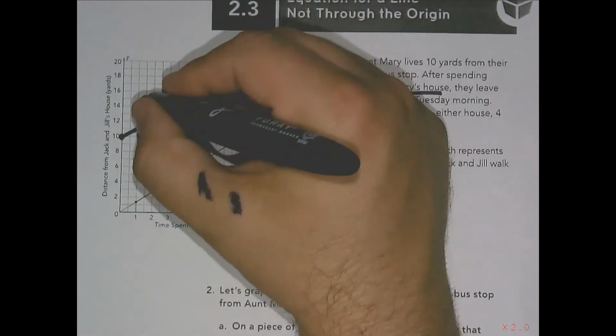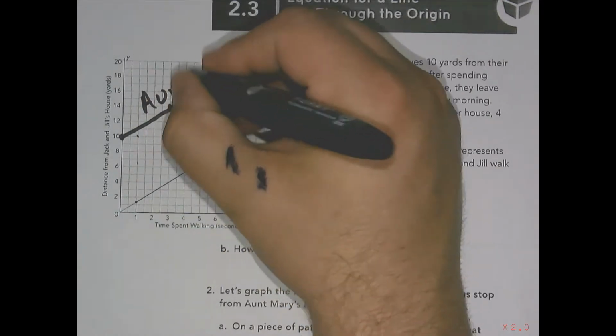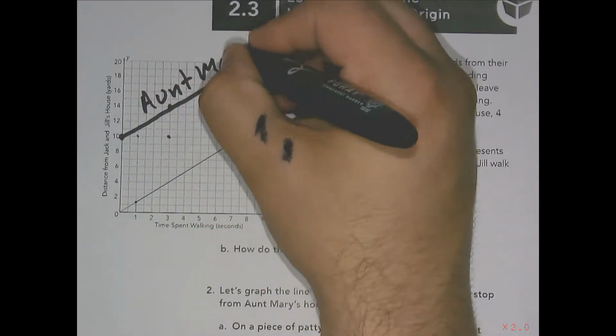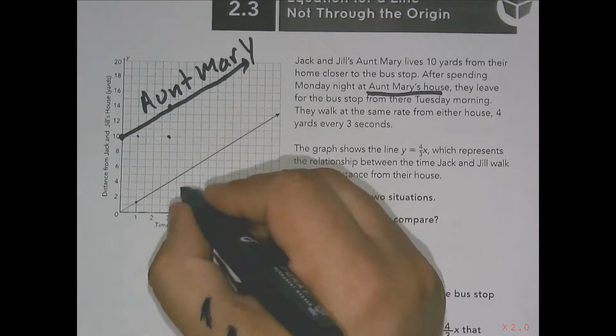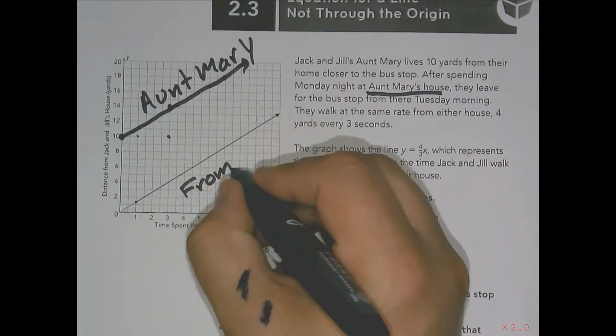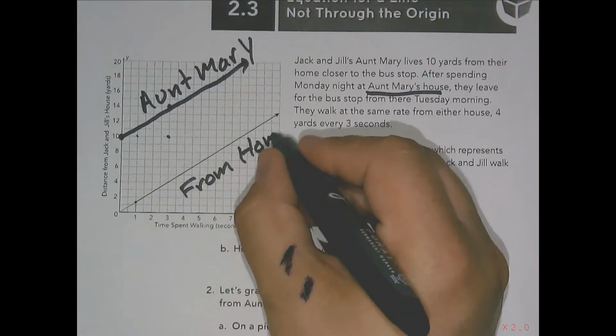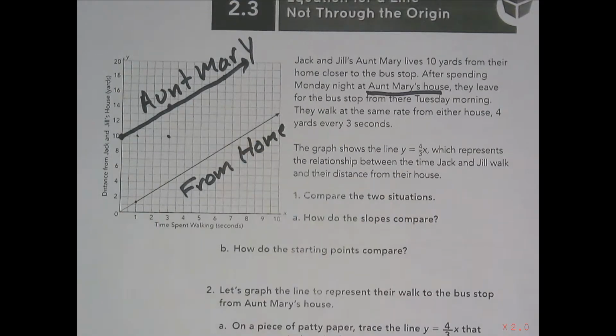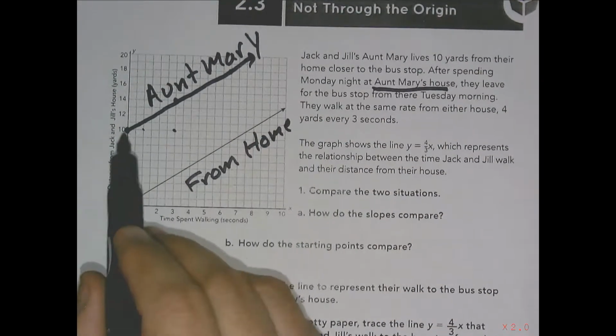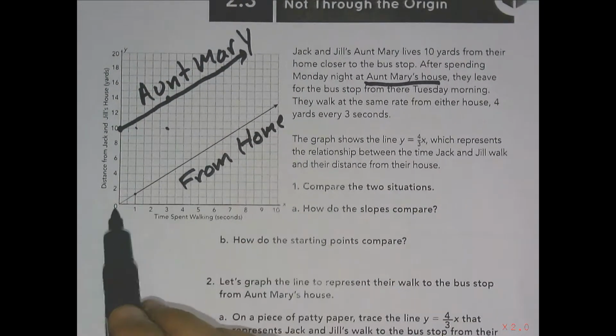this would be from Aunt Mary's house. So this is from home. If you were to graph it, this is from home. And this is from Aunt Mary's house if you were to graph it. Because they start off 10 yards away from home. And here they start off at home.